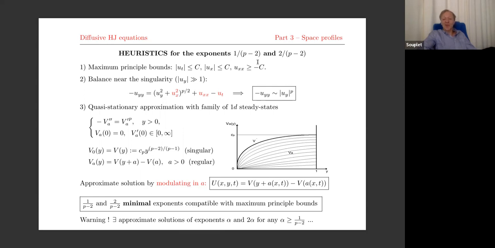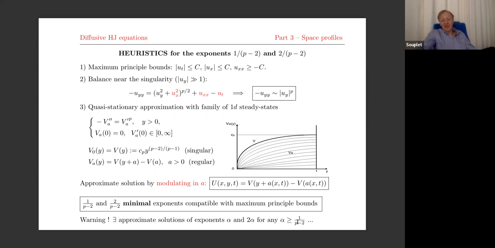the maximum principle bounds. So you can compute many possible a as a modulation function, but if you want the approximation to be self-consistent and also compatible with the maximum principle bounds, then the numbers have to be at least 1 over P minus 2 and 2 over P minus 2. And it turns out that you can rigorously construct solutions for which these numbers are realized. But be careful, you can also find approximate solutions where the exponent can be much larger, actually.